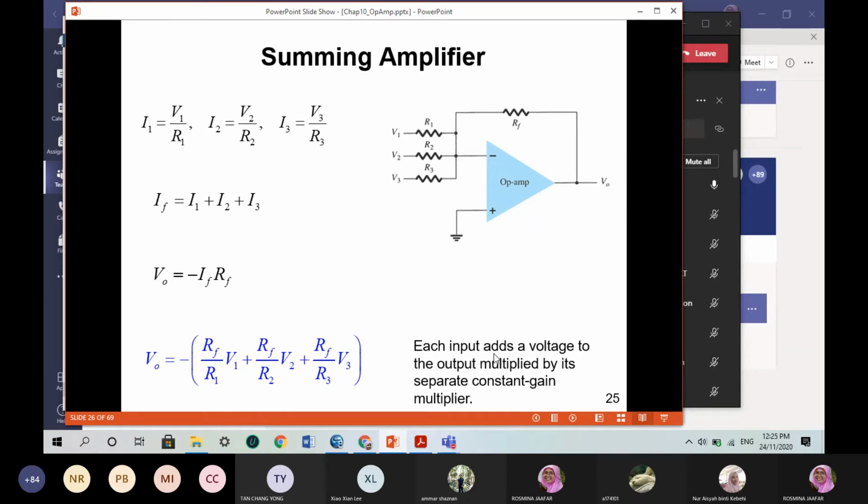Each input adds a voltage to the output multiplied by its separate constant gain multiplier. So the ratio RF to the R of each section is called the constant gain for that section.